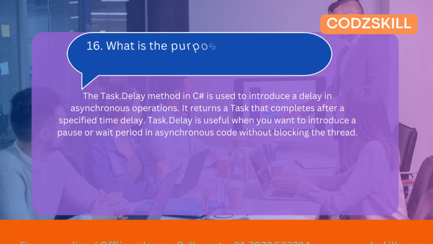16. What is the purpose of the Task.Delay method in C#? The Task.Delay method in C# is used to introduce a delay in asynchronous operations. It returns a task that completes after a specified time delay. Task.Delay is useful when you want to introduce a pause or wait period in asynchronous code without blocking the thread.